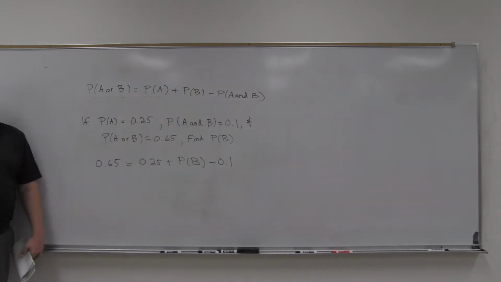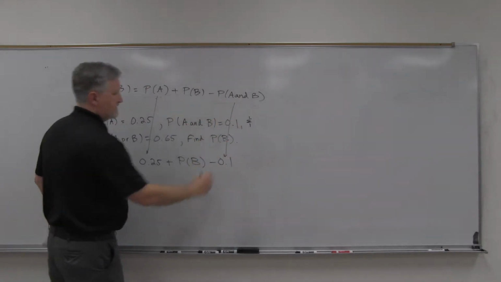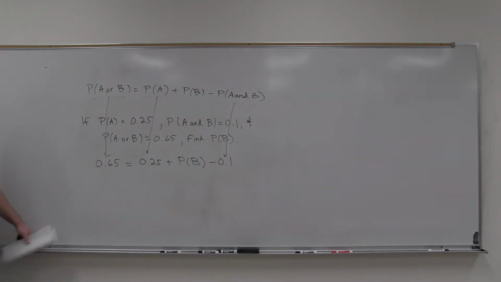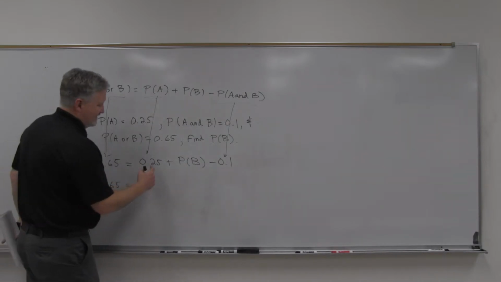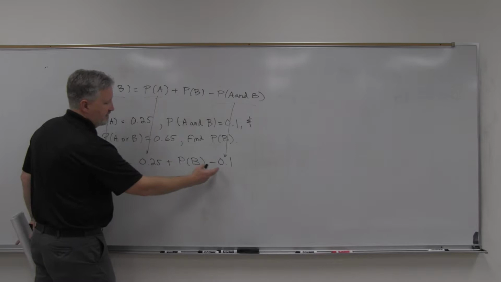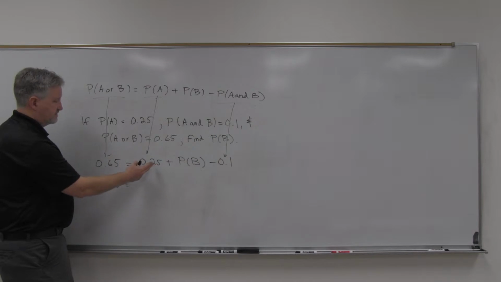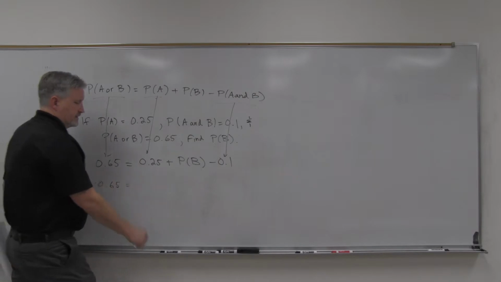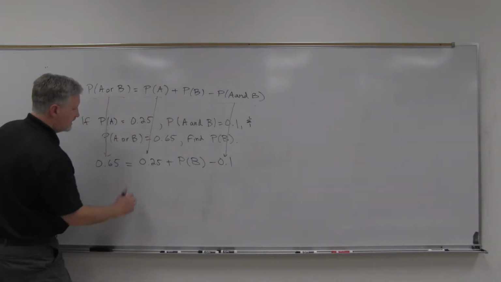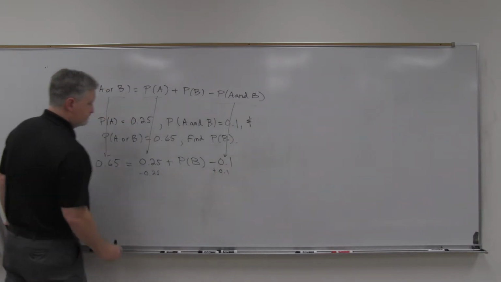Is everybody all right there? Just plug in the respective probabilities that I'm given, and then, like I said, do a little bit of solving. Do it however you want, as long as it's correct. On this side I've got 0.25 minus 0.1, so I could combine those if I wanted to, or I could subtract and add however you like. Let's just do it this way. We can subtract the 0.25 and add the 0.1.